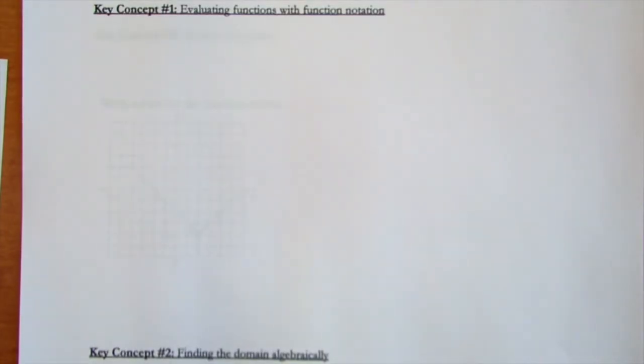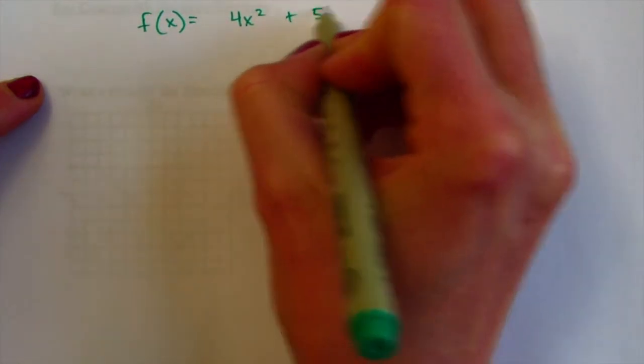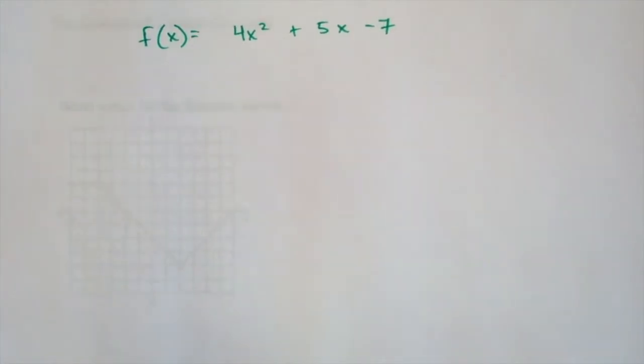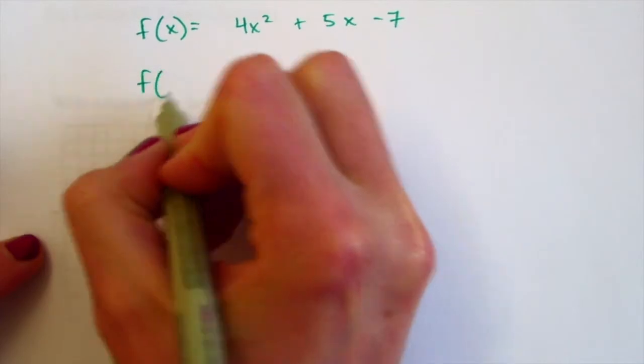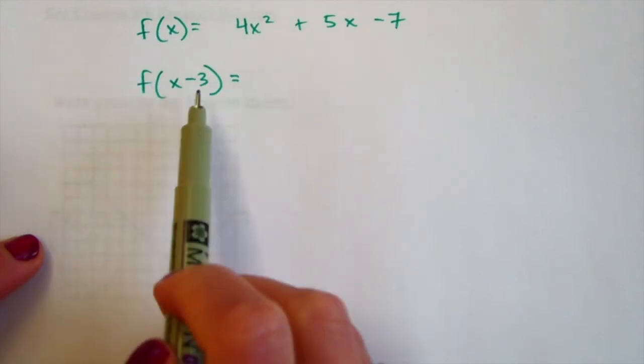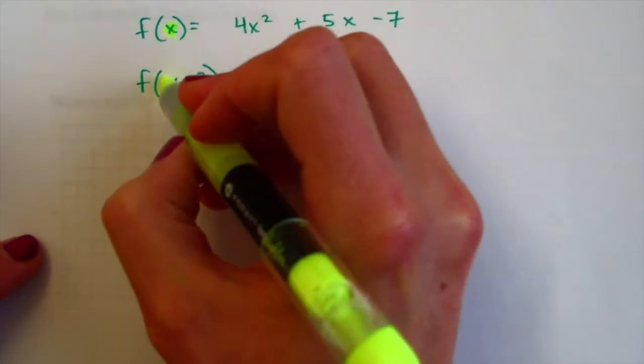Okay, moving on to some key concepts. The first key concept is evaluating functions with function notation. And the problem we're going to solve is if I gave you this function, I could ask you to evaluate something a little bit more complicated, such as f of x minus 3. Okay, so what do we do if we have an expression inside the parentheses instead of just a value? So now instead of x, we have x minus 3.